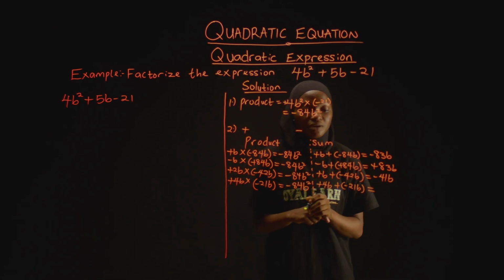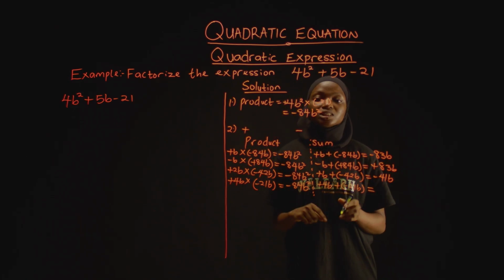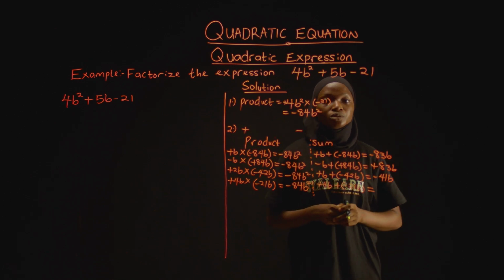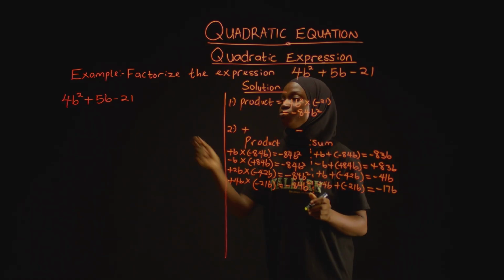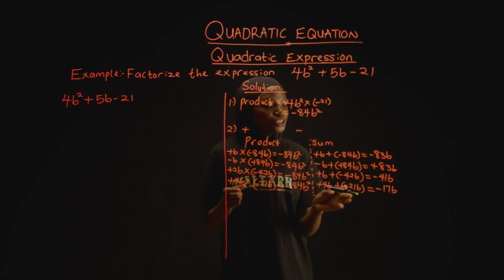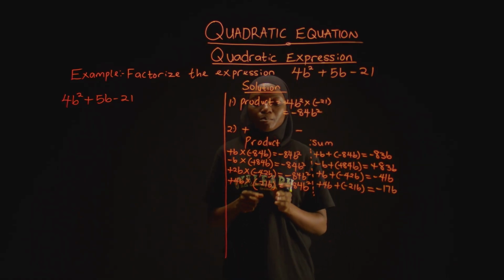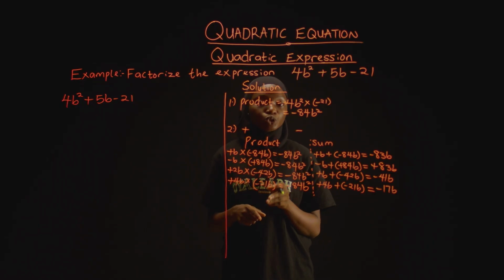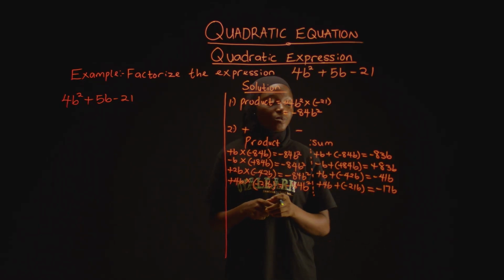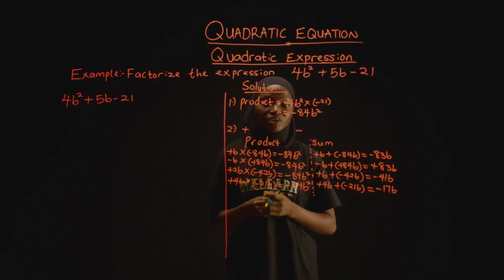And here we'll be having plus 4b times minus 21b. We'll be having minus 17b, which is still not the 5b we need to find for the sum. So that means these two terms are not going to work either, because even if we interchange the signs, we're having minus 4b and plus 21b, the only difference is that we're having the sum as plus 17b, which is still not the 5b we need to find for the sum.